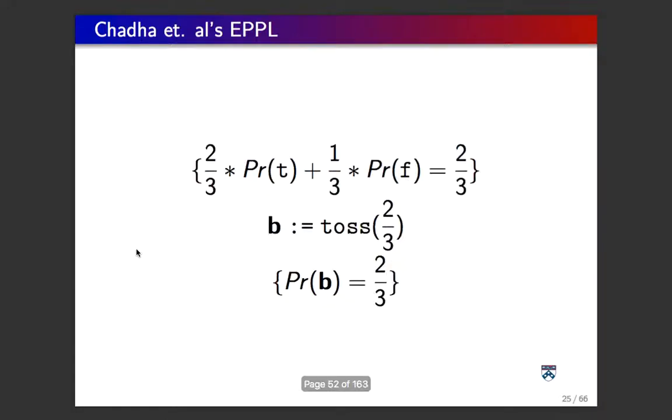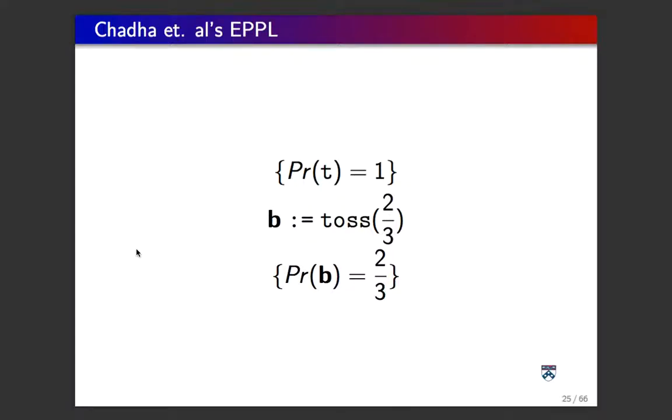Let me show you an example of this. You want to read the derivations from bottom to top or right to left, depending on how I'm displaying them. So if we want to prove that the probability of B being true is 2/3, then I need to initially prove that 2/3 times the probability of true plus 1/3 times the probability of false is equal to 2/3, which of course is just the same as saying that the probability of true is 1.